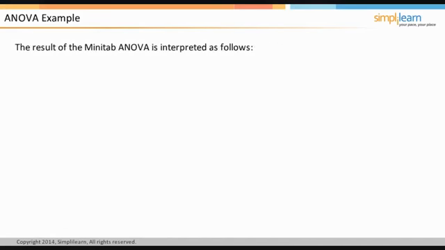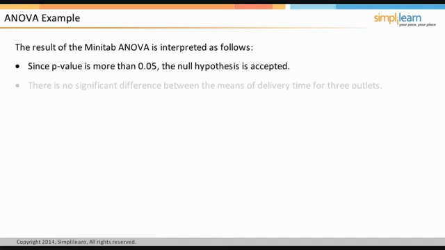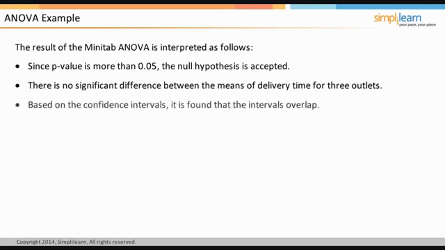Let us now interpret the Minitab ANOVA results. Since the p-value is more than 0.05, the null hypothesis is accepted. This means there is no significant difference between means of delivery time for the three outlets. Based on the confidence intervals, it is found that the intervals overlap, which means there is little that separates the means of the three samples.